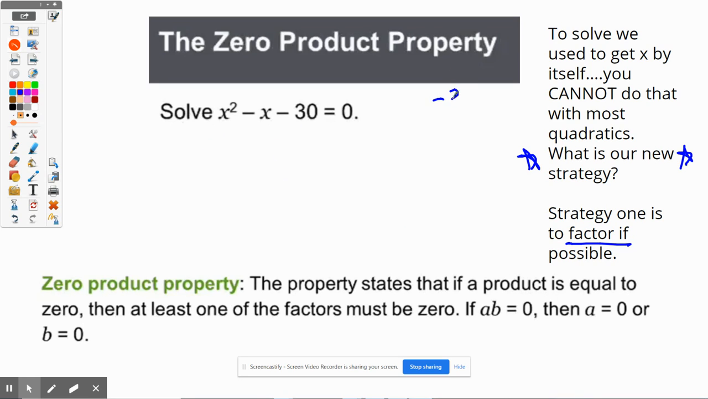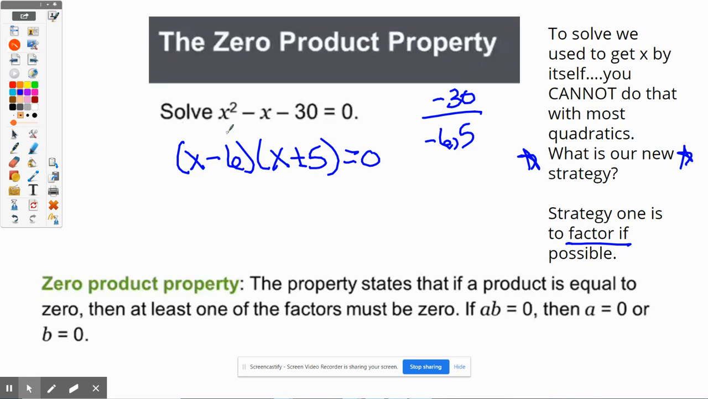So you make your list for -30, and we did this earlier, and we decided that it was -6 and 5. So this guy is the exact same thing as x minus 6 times x plus 5 equal to 0. This is standard form.